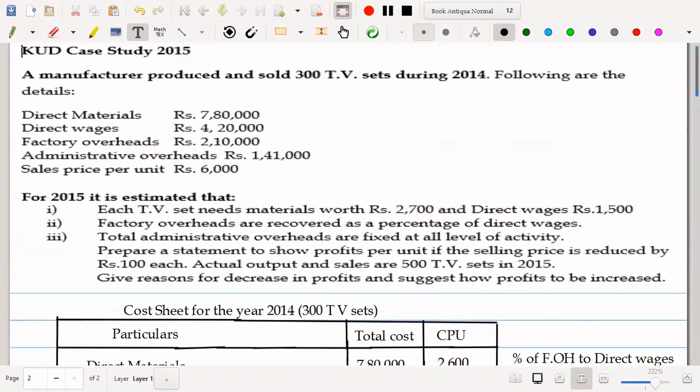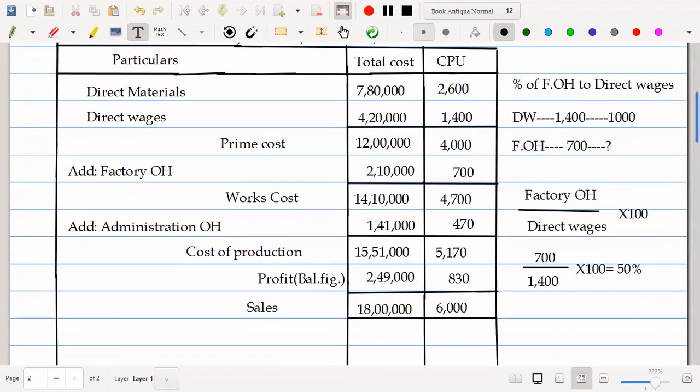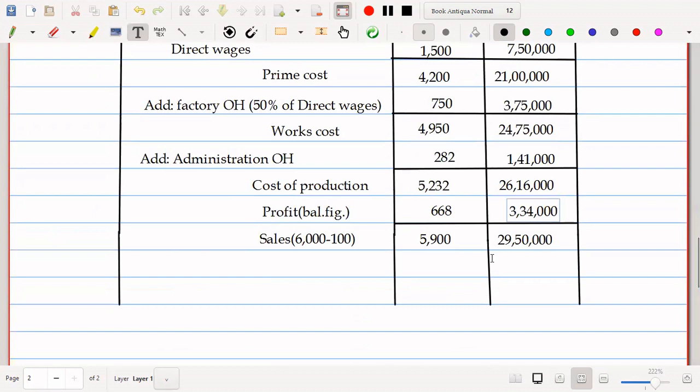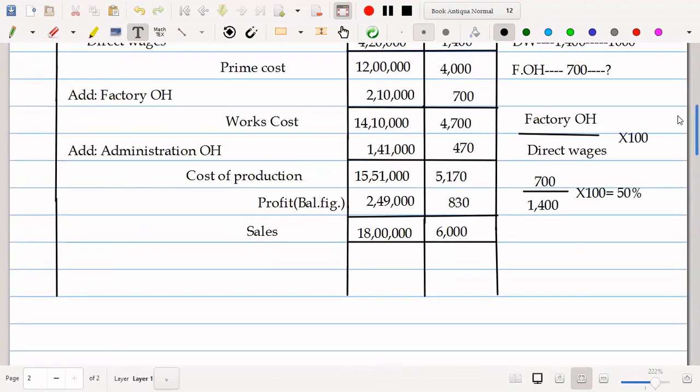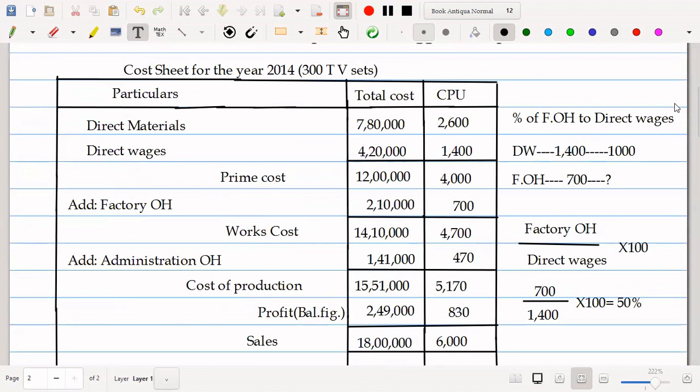Now they have asked one more thing here. Give reasons for decrease in profits and suggest how profit can be increased. So you have to analyze these two cost sheets and come out with a conclusion. Here the profit is 830 per unit, and in this it is 668. You have to check the difference and write some conclusion on your own. So how can the costs be reduced?